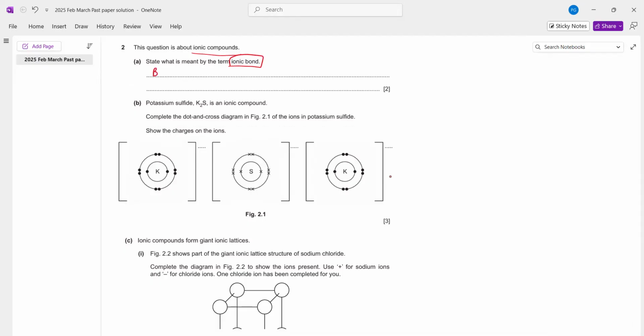So ionic bond is the bond that is formed because of the electrostatic force of attraction between oppositely charged ions.